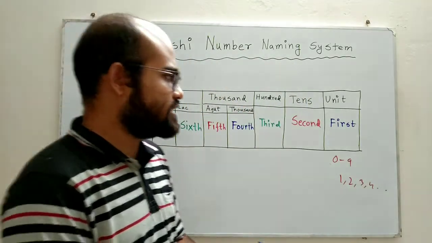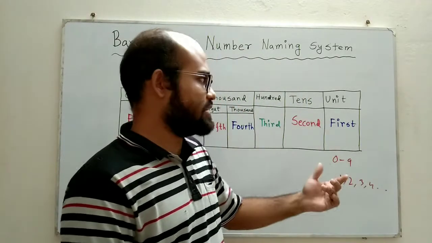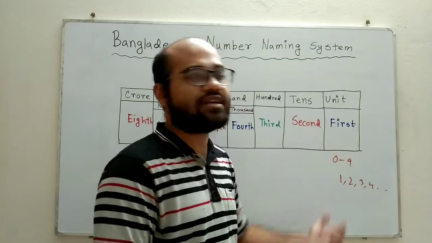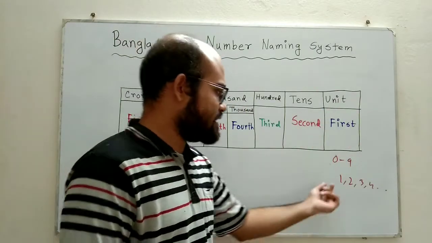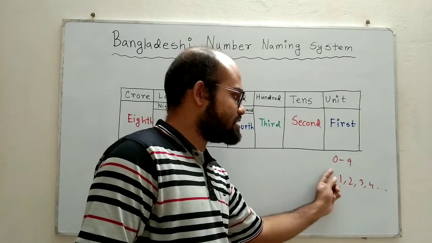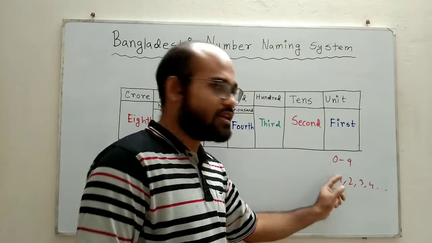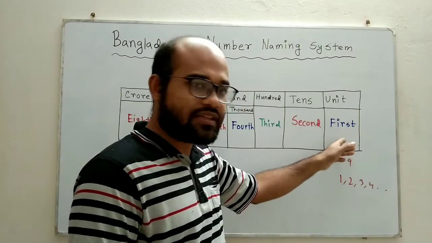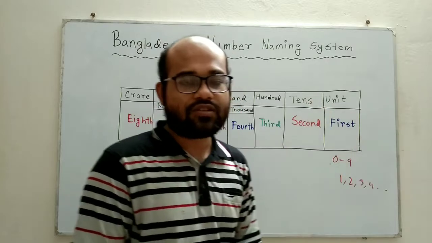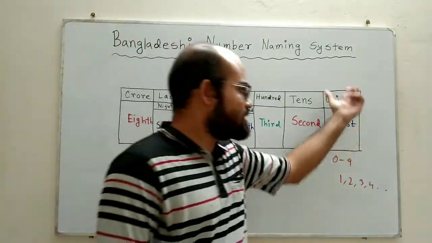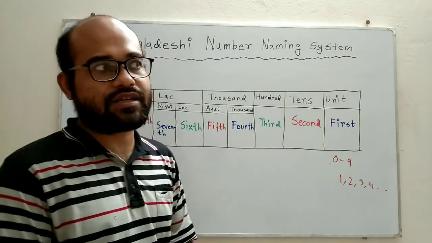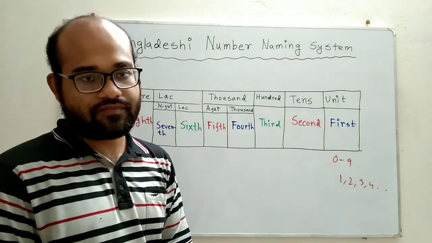The name of the number having a single digit is the same as the digit itself. For example, what name do we call this digit? 1. And if I have only 1 in the units place, the number so formed will also be called 1. Using only the unit place, I can express numbers from 0 to 9.